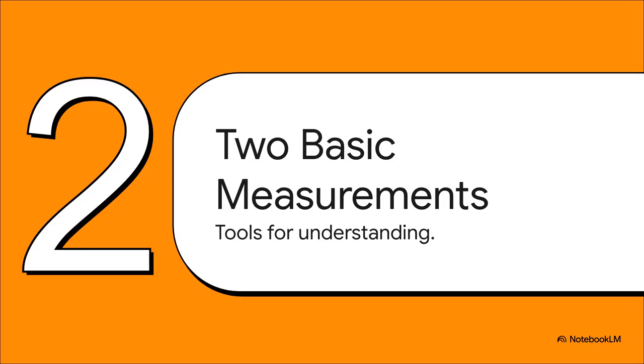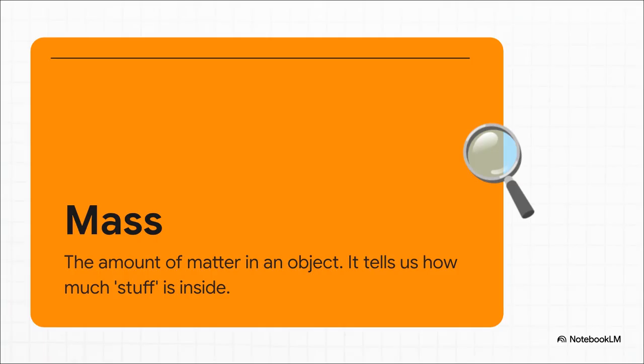All right, let's pull out the first couple of tools from our kit. See, before we can even begin to describe matter, we have to be able to measure it. And everything really starts with two key concepts: mass and volume. First up, we've got mass. Now, it's really important not to mix this up with weight. They're not the same thing. Mass is, in simple terms, the amount of stuff that's packed inside an object. It's all about how much material is actually there.